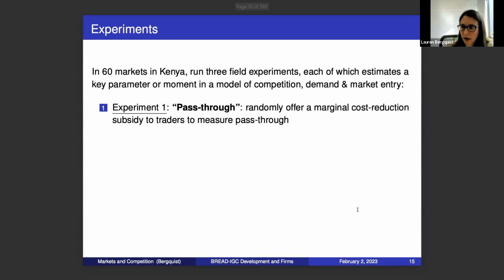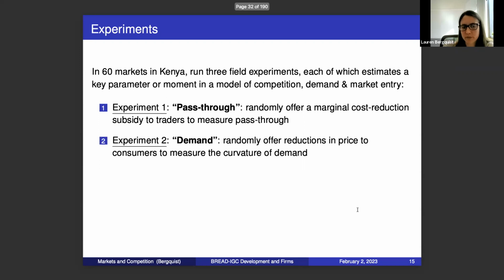Okay, so the first experiment, again, I'll give you more details in a moment, is designed to estimate pass-through. In this experiment, we offer all traders who are located in randomly selected markets a subsidy per bag of maize that they sell to consumers. And we model this like a reduction in their marginal cost. And we measure how much of that reduction in marginal cost they pass through to consumers in the form of lower prices. So we're going to get experimental estimates of pass-through.